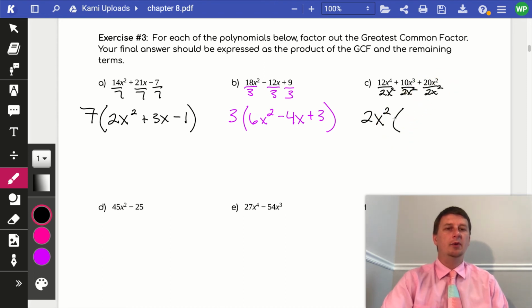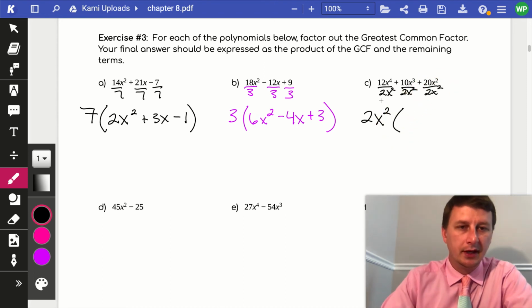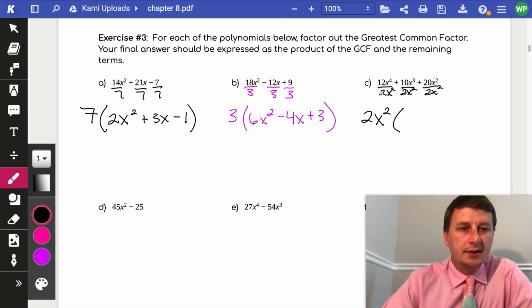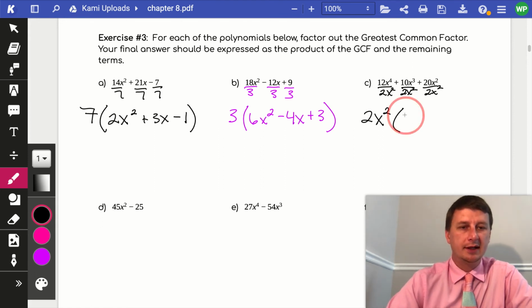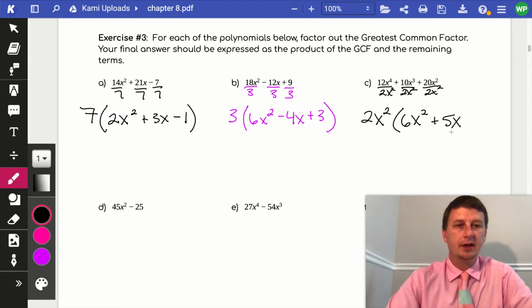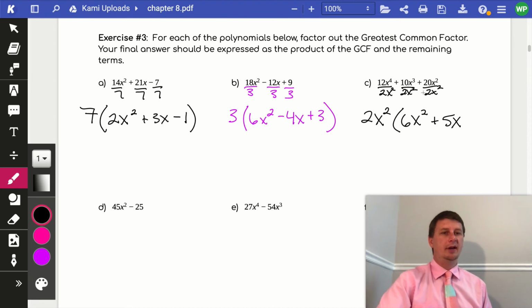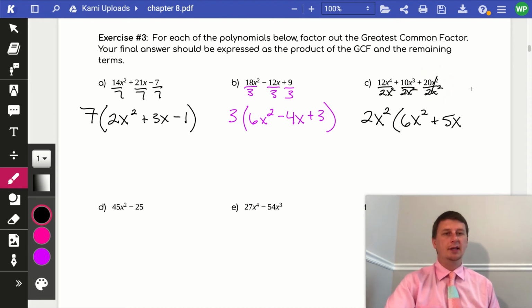And let's see what I will be left with in my factorization. I'm going to have 12x to the fourth divided by 2x squared. That's going to give me 6x to the second. I'm going to have 10x to the third divided by 2x squared, and that's going to give me 5x. And finally, 20x squared divided by 2x squared. Well, the x squareds cancel out, and I'm left with just 10. So my factorization here is 2x squared times 6x squared plus 5x plus 10.